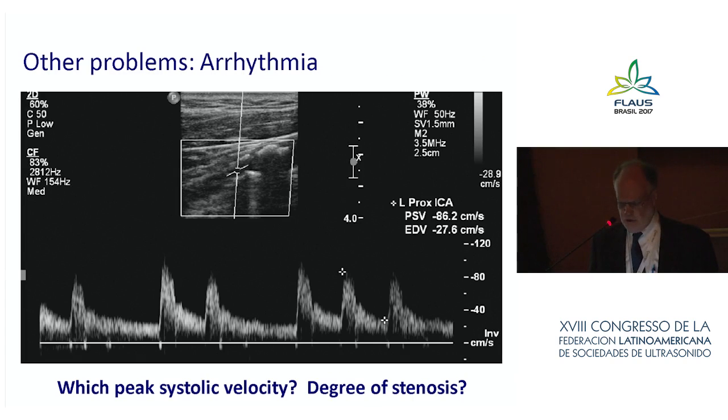A few other things just to touch on quickly as we wind up. Arrhythmia can be a problem. Which one of these peaks do you select as the representative of the flow? Generally, you don't want the compensatory flow peak here.